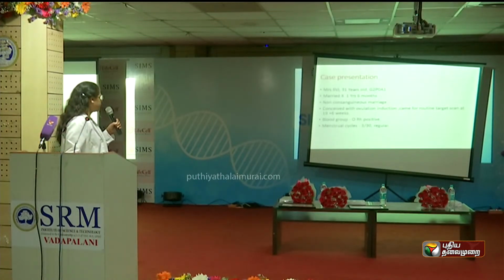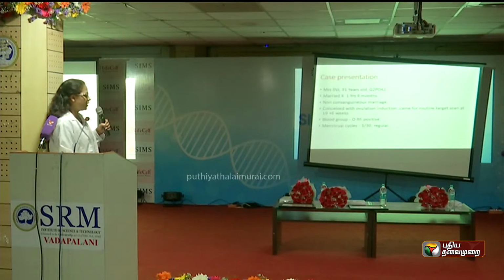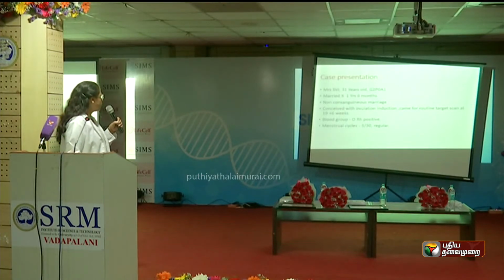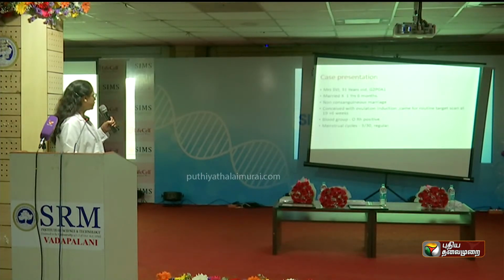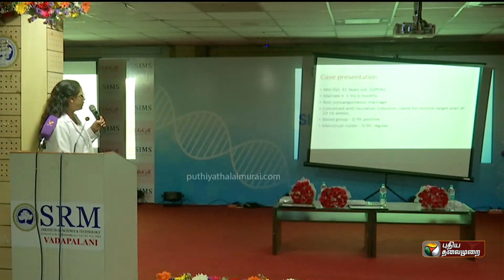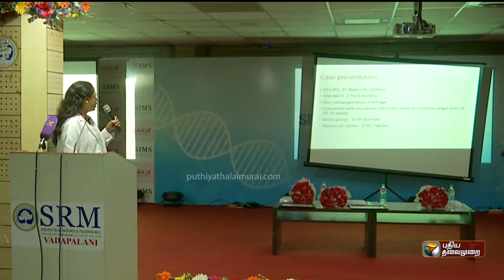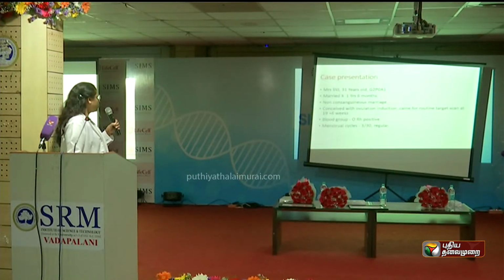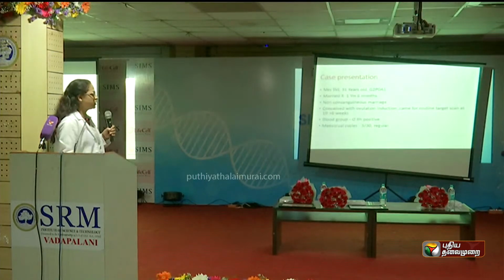This is a case of Mrs. S.V.J., a 31-year-old second gravida with 1 abortion, married for 1.5 years. This was a non-consanguineous marriage. She conceived this pregnancy with ovulation induction, and came at around 19 weeks and 6 days for her routine target scan, that is the anomaly scan. Her blood group was O positive, and her cycles were regular.